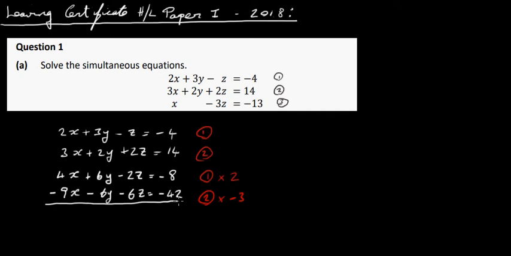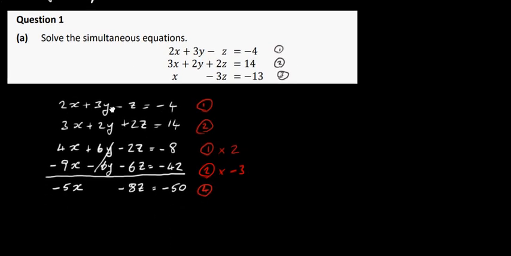Okay, so let's do that then. We're going to put these two together and add them. So if I add minus 9x plus 4x, that'll give me minus 5x. Plus 6y minus 6y will give me 0. That's exactly what I wanted. And here I have minus 6z minus 2z, so that'll give me minus 8z. And then here we have minus 42 minus 8, that's just minus 50. Okay, so we're going to call this equation number 4.